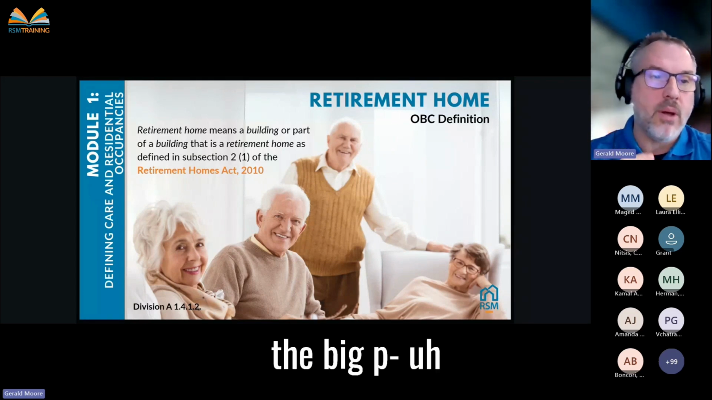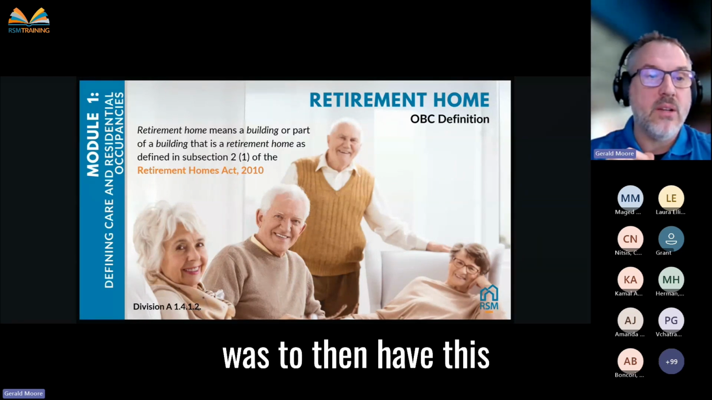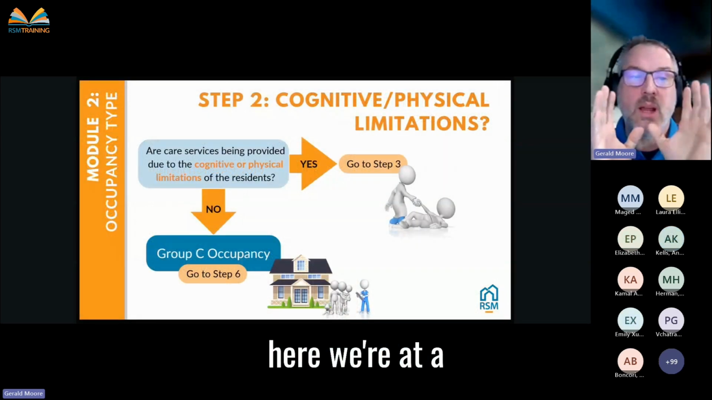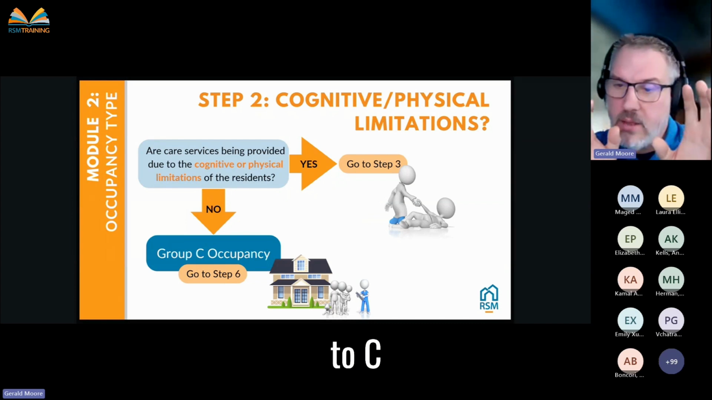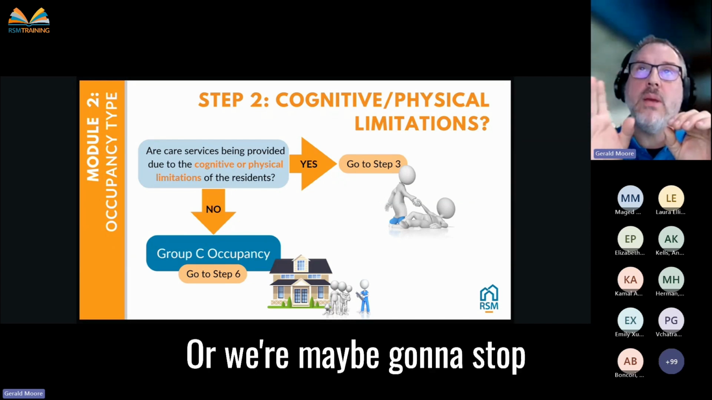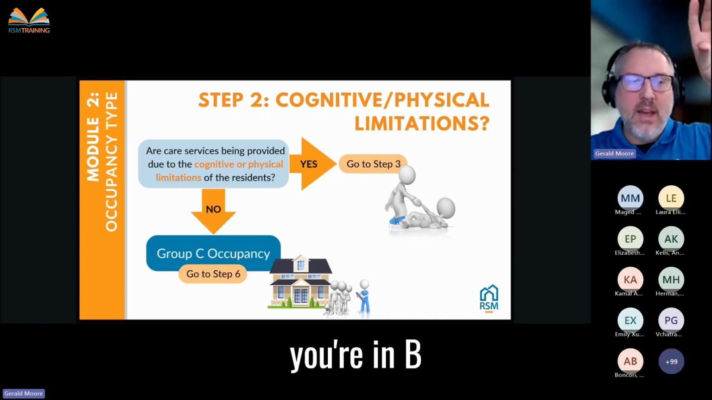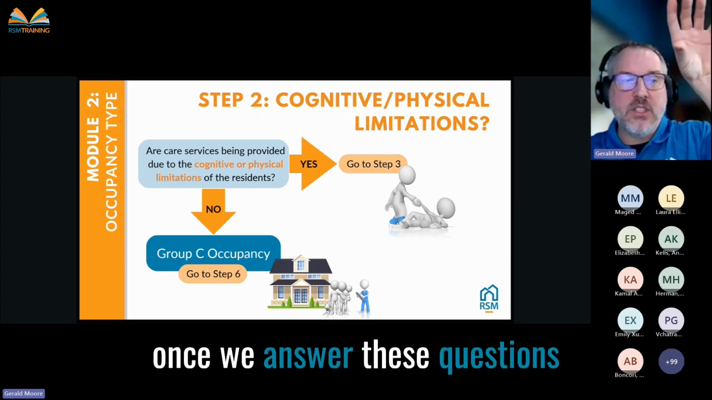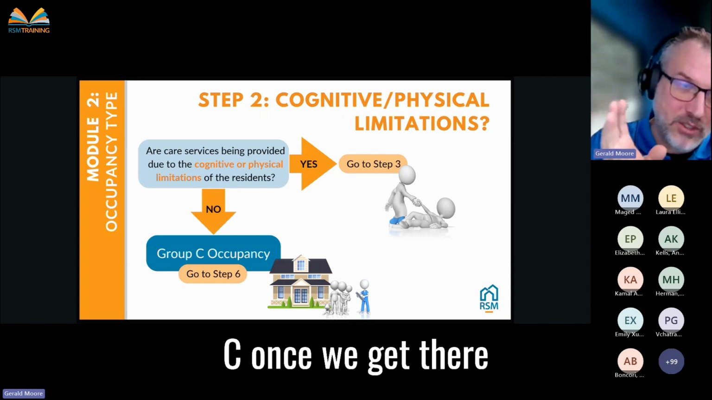And so, really, the big thing that the building code added was to then have this category called a retirement home. Here, we're at a critical decision to be made. If we drop down to C, okay, that could be it. Or we're maybe still in B. So it's almost like you're in B, and then once we answer these questions, you drop down to C, and then there'll be further questions on the C once we get there.